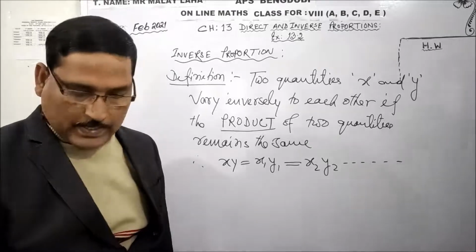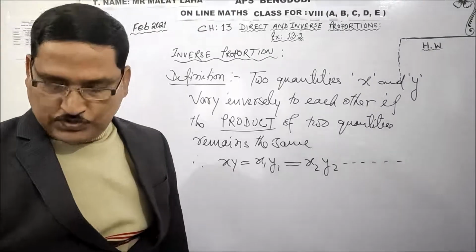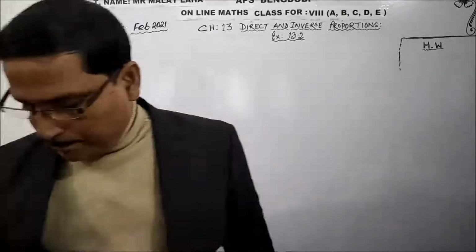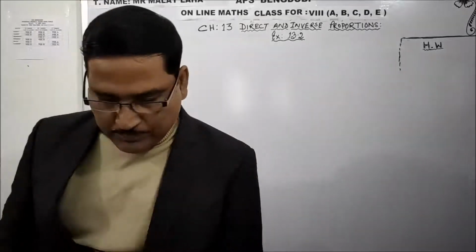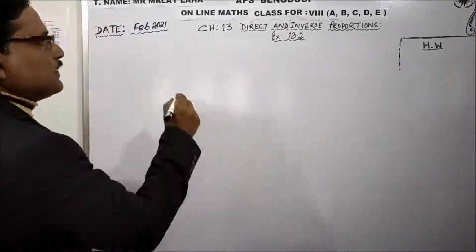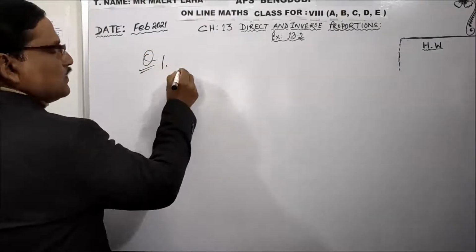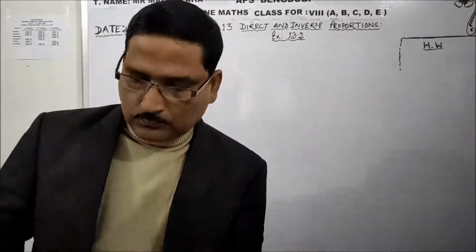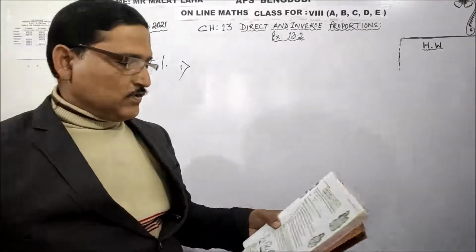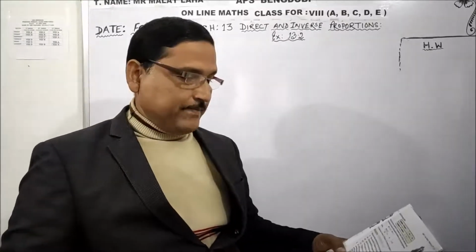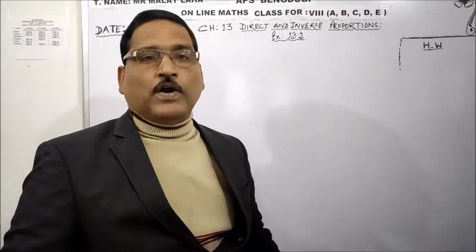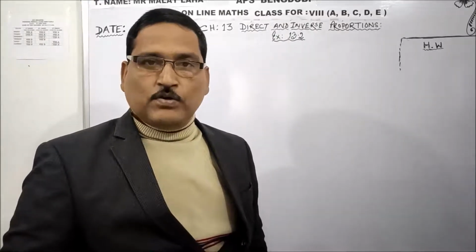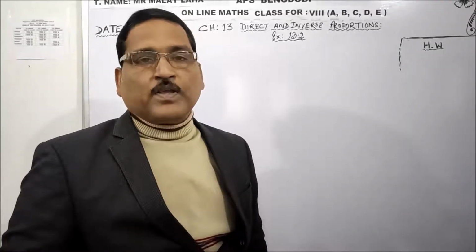Now, with the help of some textbook questions, I'd like to explain it again. Suppose here are some of the situations given. Question number 1, part 1: the number of workers on a job and the time to complete the job. Will it vary directly or inversely? Worker and time vary inversely to each other.